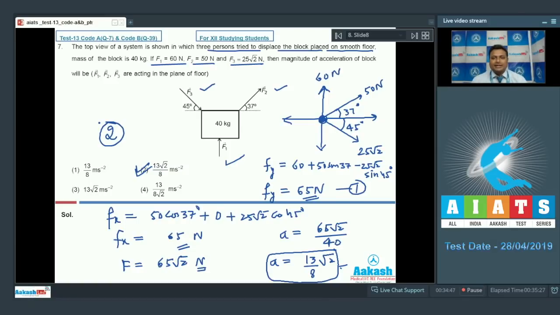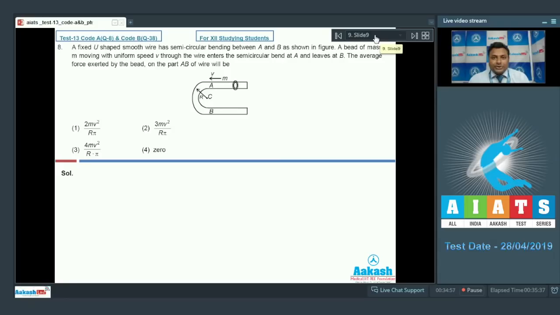Now move on to the next, that is number 8. So here is question number 8, everyone. A fixed U-shape smooth wire has a semicircular bend between A and B as shown in the figure. The bead of mass m, moving with uniform speed v through the wire, enters the semicircular bend at A and leaves at B. The average force exerted by the bead on the part AB of the wire will be what? According to Newton's second law of motion, we know that the net force or average force is given by the rate of change of momentum with time.